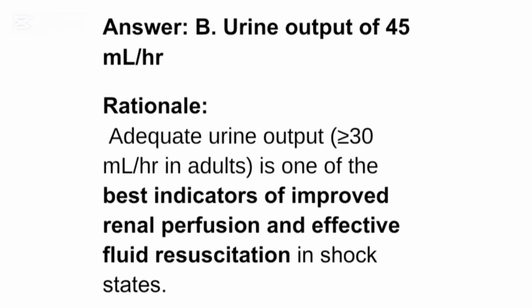Answer. B. Urine output of 45 milliliters per hour. Rationale. Adequate urine output, greater than 30 milliliters per hour in adults, is one of the best indicators of improved renal perfusion and effective fluid resuscitation in shock states.